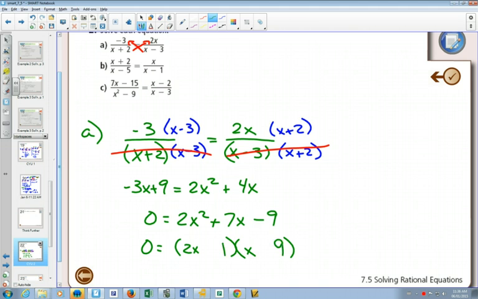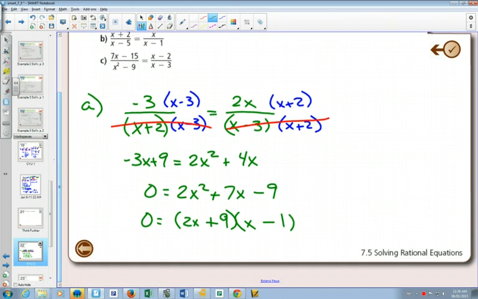You see that 9 and 1? Nope. That makes 18 and 1. How about 9 and 1 this way? That gives me 2 and 9. That makes 7. I would need to have my 9 positive, my outside 2 negative. x equals negative 9 over 2, and x equals 1.